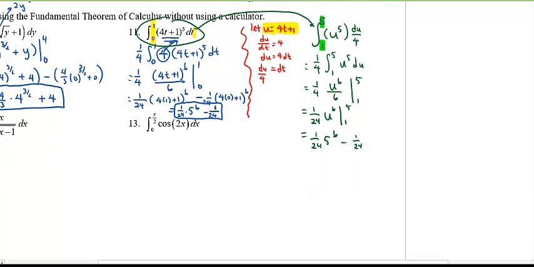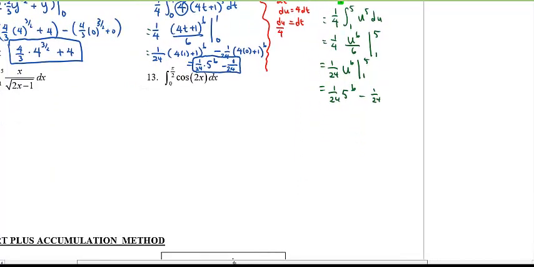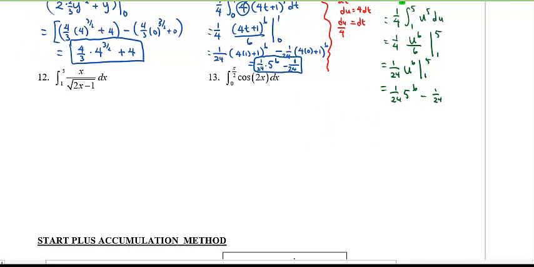Let's continue with 12 and 13. And you're like, oh no, I see more u-substitution examples. You got that right. So for number 12, let me quickly try u-substitution with you again. 2x minus 1.